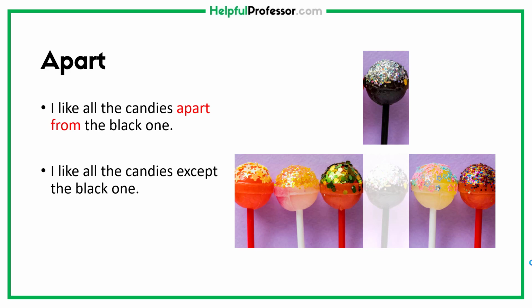Now we can use that trick again where we can see whether we can fit small in between a and part. We could say, I like all the candies a small part from the black one. That doesn't make sense. Therefore, it needs to be one word, apart from.